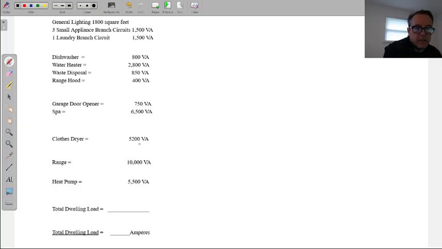Now, I'm going to change this oven here. I don't like this range being that big. Honestly, ovens don't get that big for houses. So we're going to change that to 7.5 kVA. That's the only change I'm going to make to this.